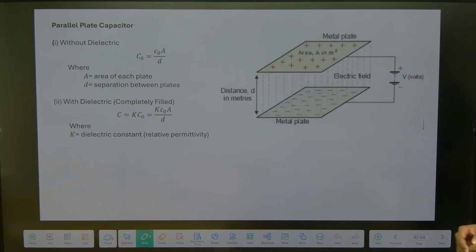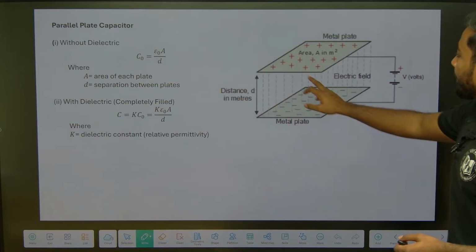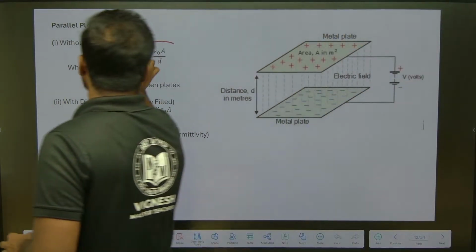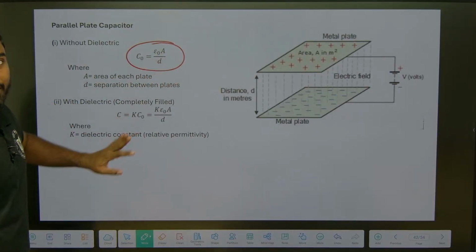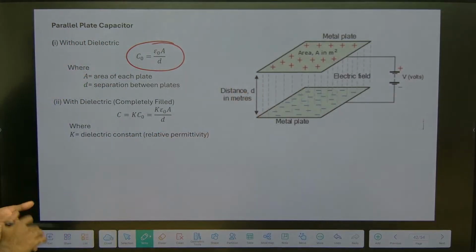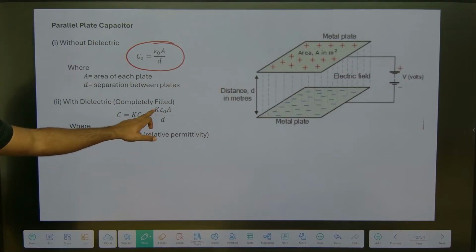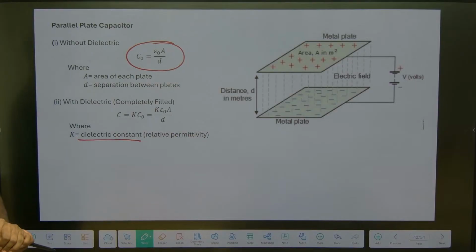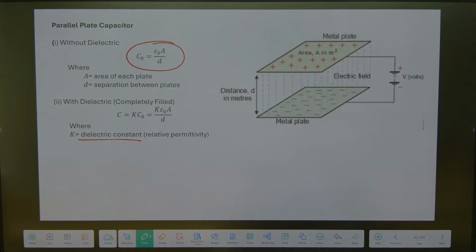So now, the parallel plate capacitor without dielectric. Without dielectric means we are not keeping any material between the plates. The formula will be C is equal to epsilon naught A by D, where A is the area of each plate and D is the distance between the plates. With the dielectric, it is K epsilon naught A by D, where K is the dielectric constant, the relative permittivity. You can take a note of this and we can go to the next slide.